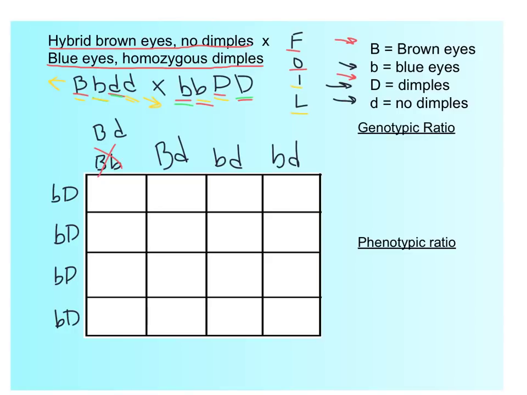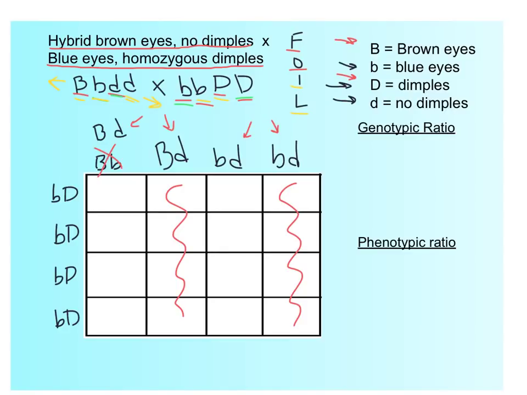Now, once again, if you like to waste time, feel free to fill in all 16 boxes if you want. But since these two are both little B, little D, we do not need to do them twice. So we can cross out that column right there. Since these two are both big B, little D, we don't need to do those twice. So we can cross out that column.